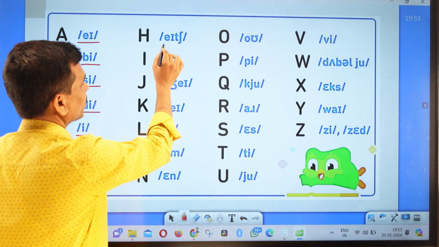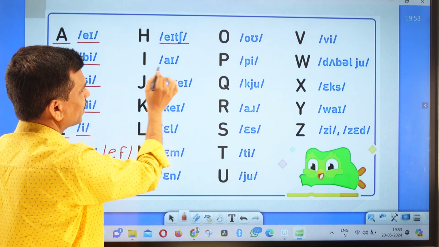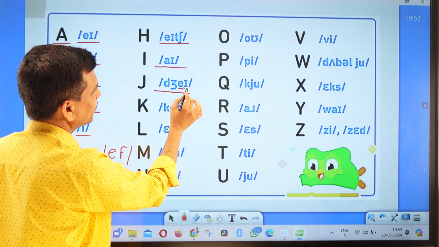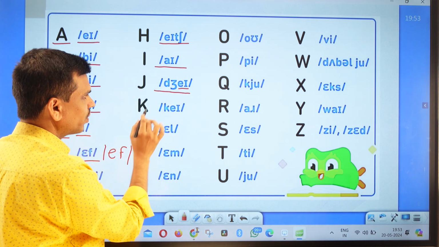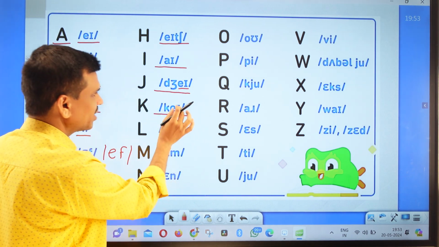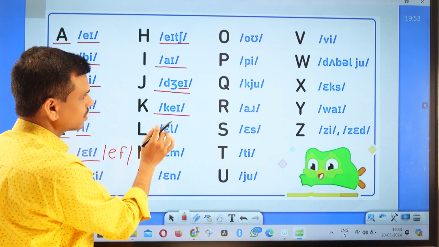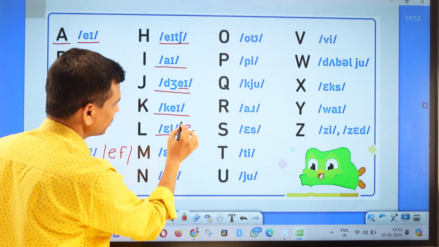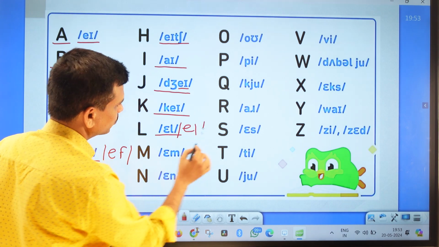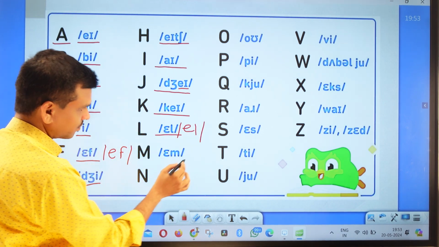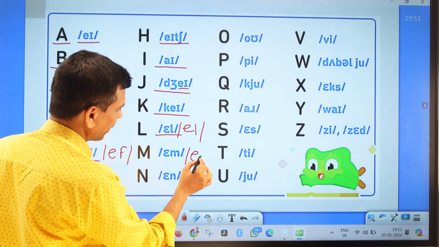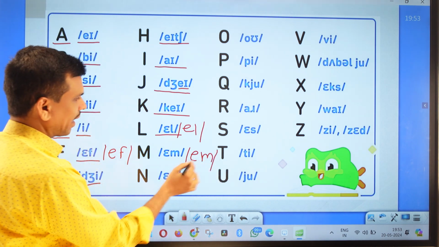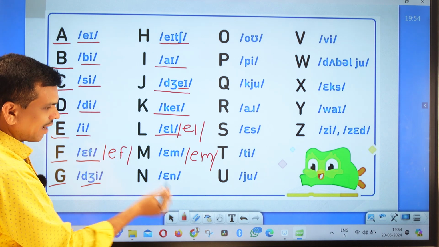Then H, Ch. Then we have I. Then we have J, here we have three sounds. Then we have K. Again we have one diphthong and the K sound. Then again we have L. Again it can be written with two sounds we have. M. Again it can be written as M sound. Then we have again N.